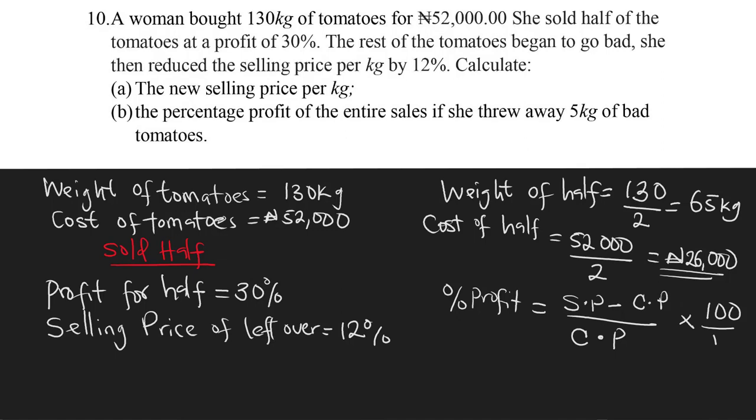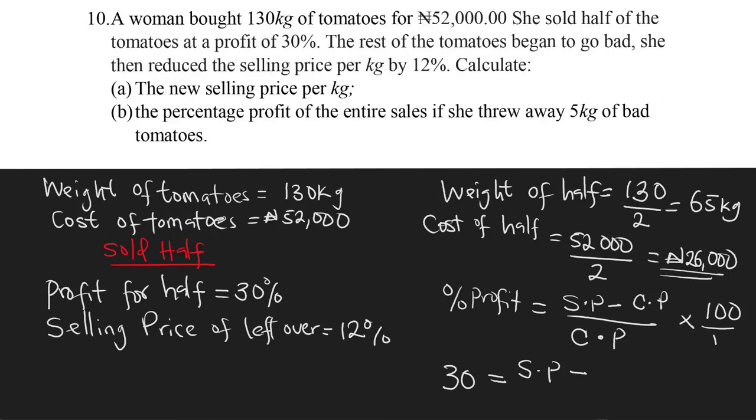So let's give it a try. Now, substituting this, what is our percentage profit? Our percentage profit, we've gotten from the question, is 30%. So we substitute it with 30%. That's 30 is equal to, what is our selling price? We don't know, so that's what we are looking for, of course. Selling price minus what is our cost price? Our cost price, from what we've just calculated, is 26,000.